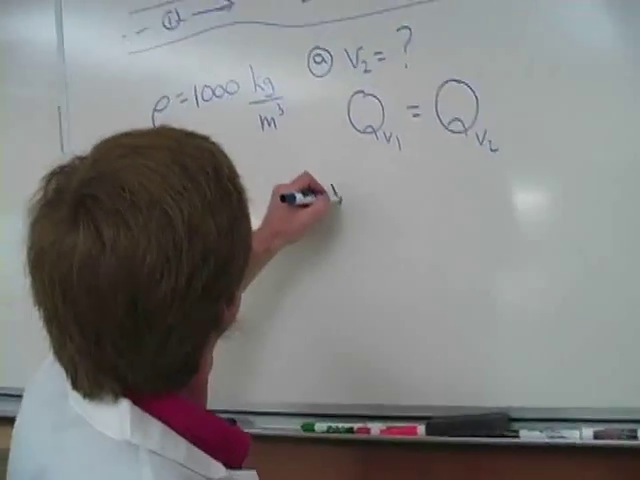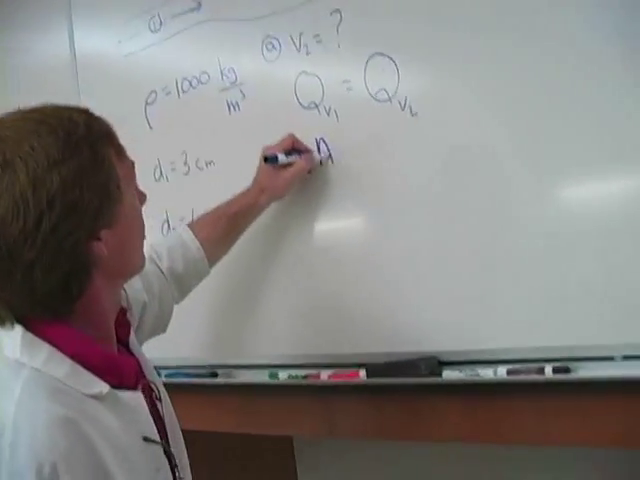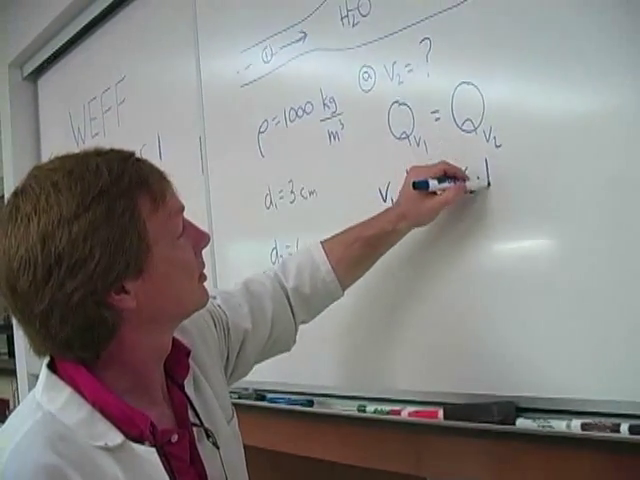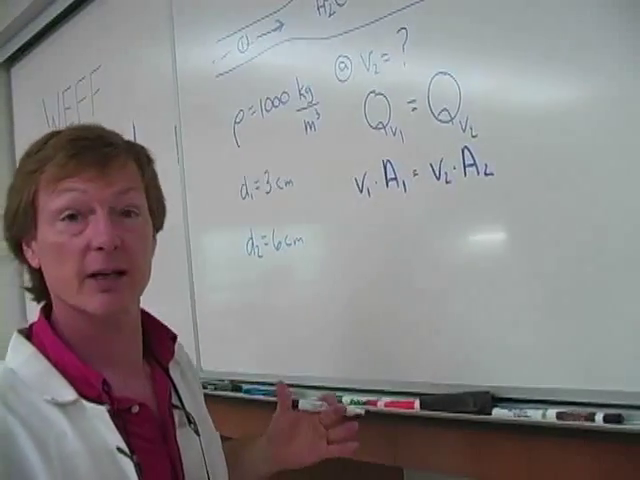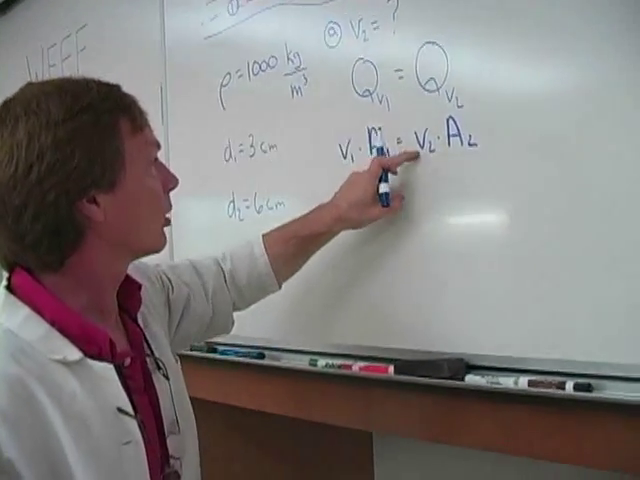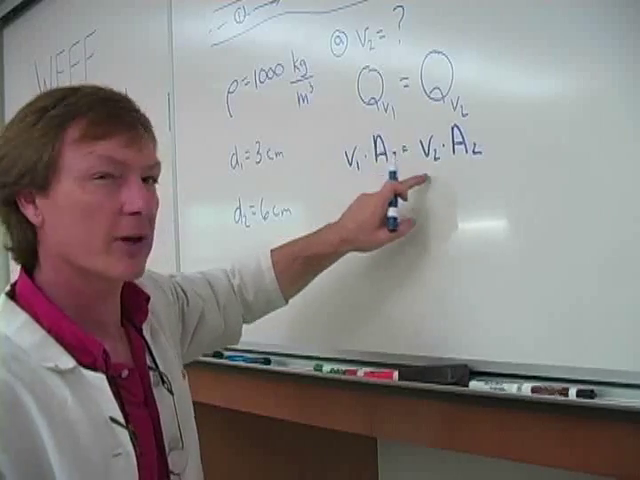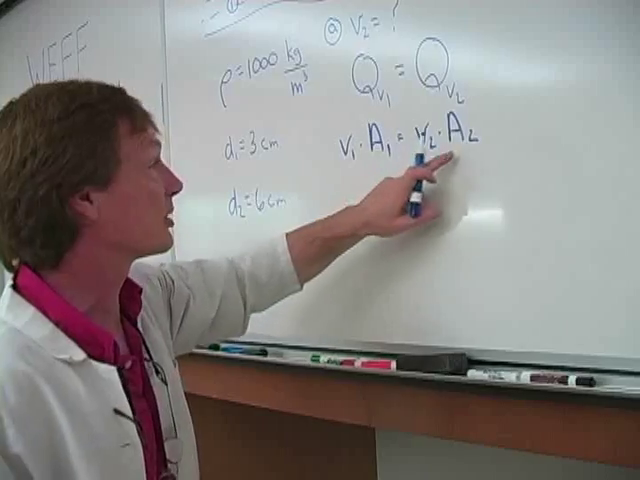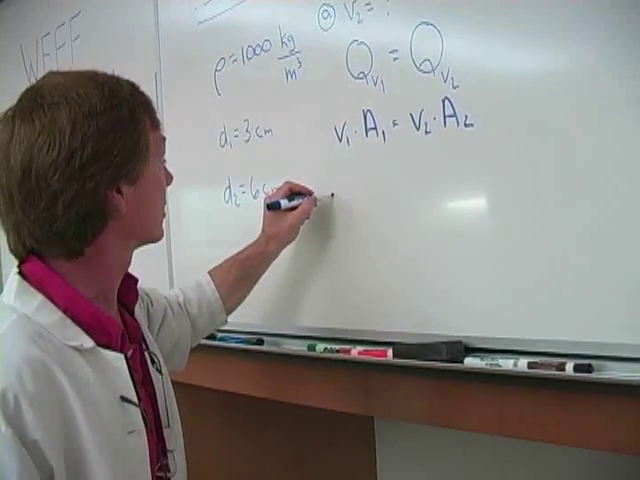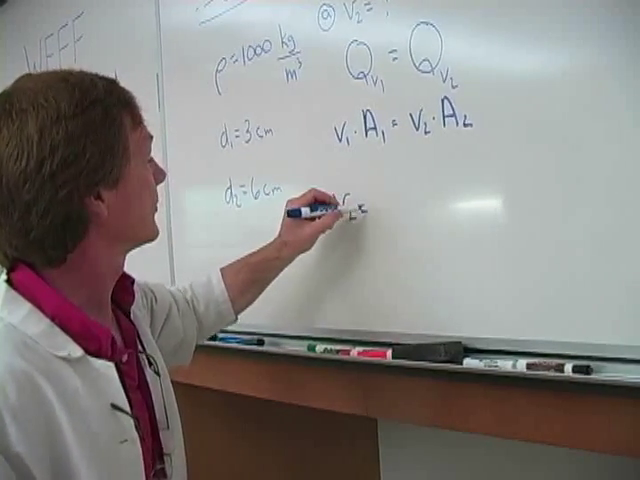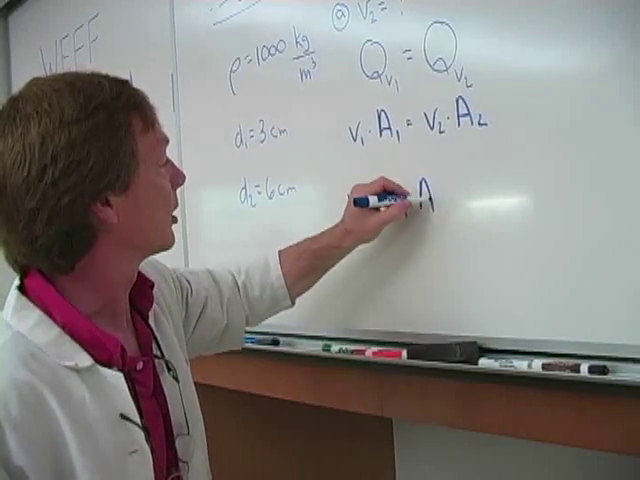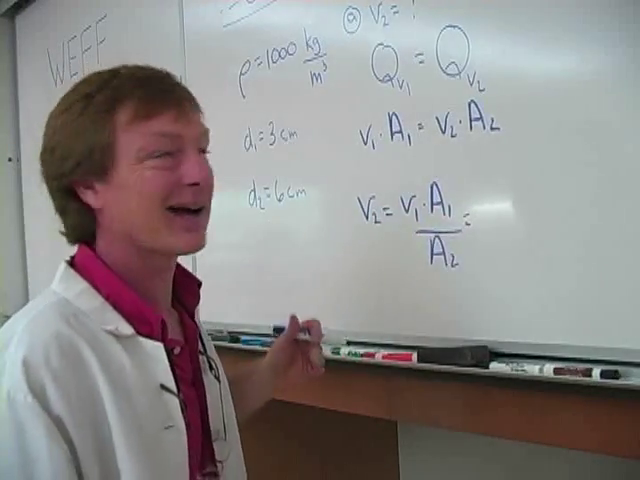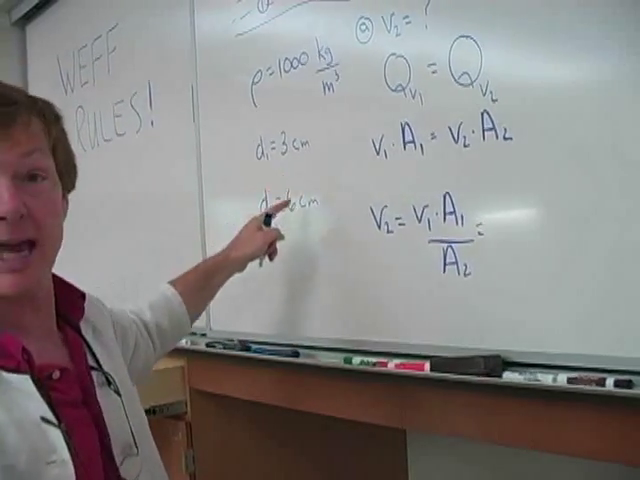I'll say, okay, velocity 1 times area 1, that's volume flow rate 1, is equal to velocity 2 times area 2. That's the second volume flow rate. Now, I want to know what V2 is. I don't know these areas, but we can figure them out in a simpler manner. So I'm going to solve for V2. I'm going to divide both sides by that second area, and I'll get velocity 2 is velocity 1 times area 1 over area 2. Now, I could calculate the separate areas because I've got the diameters right here.